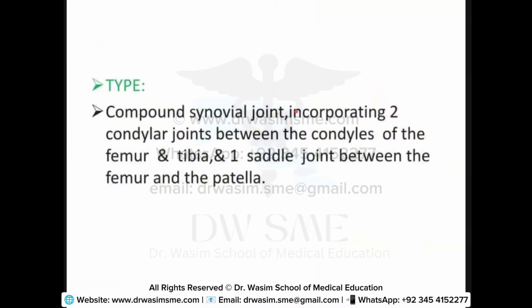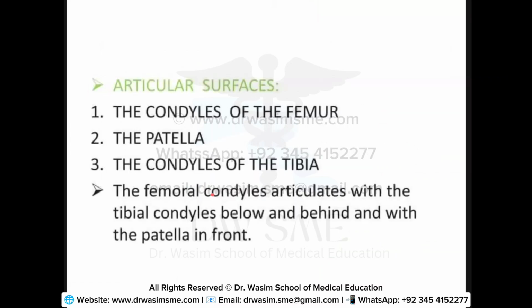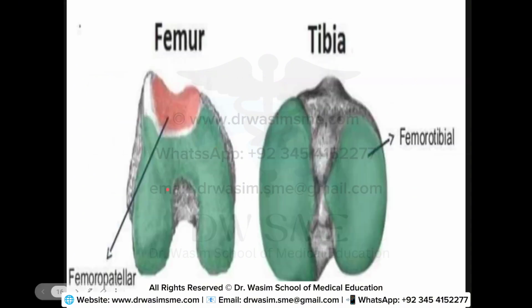So it is a compound synovial joint incorporating 2 condylar joints between the condyles of the tibia and femur, and 1 saddle joint between the femur and the patella. So we have gone through the articular surfaces. So these are the femoral condyles, and these are the areas on the tibia which are going to articulate with this area. And in the femur, we have this area where the patella is going to articulate in the femoropatellar component of the knee joint.